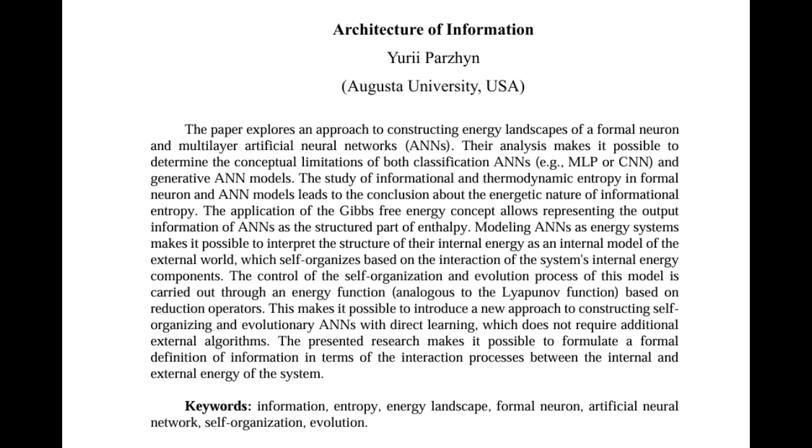So an ANN in the inference state, making predictions, is in a stable non-equilibrium, but its internal energy landscape, which is defined by those fixed weights, doesn't change. Right. It's stuck in that configuration unless you retrain it.